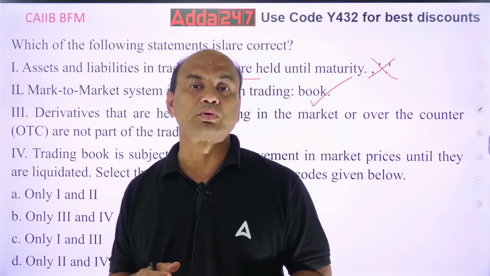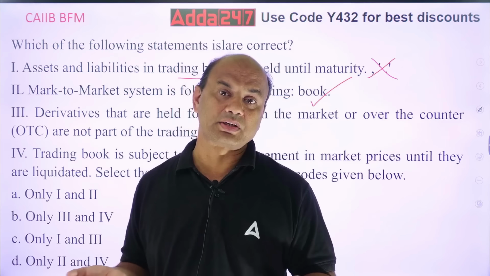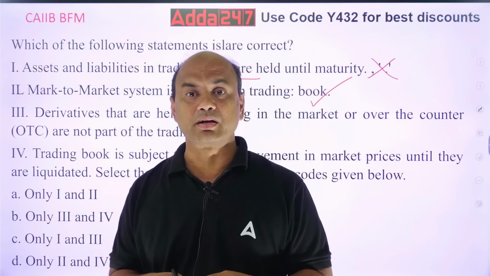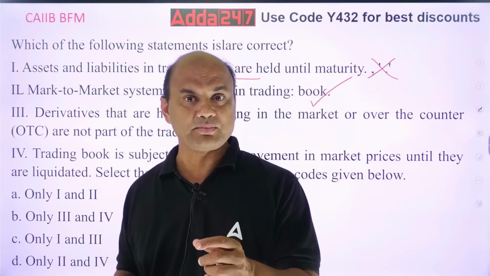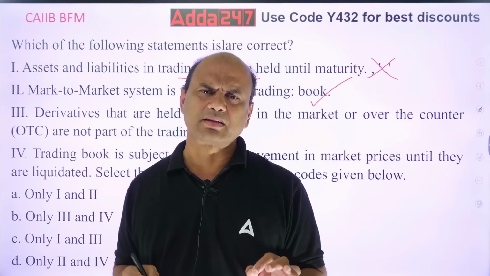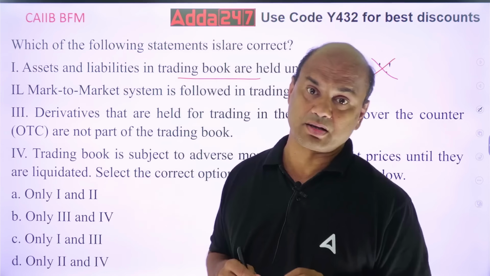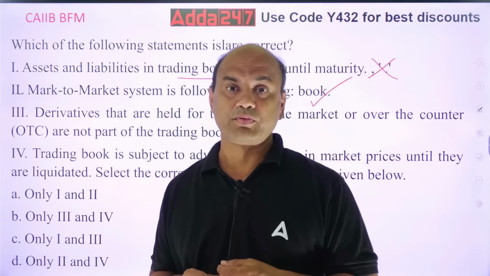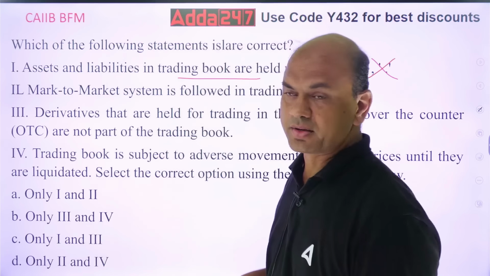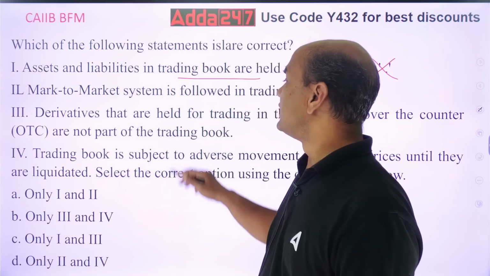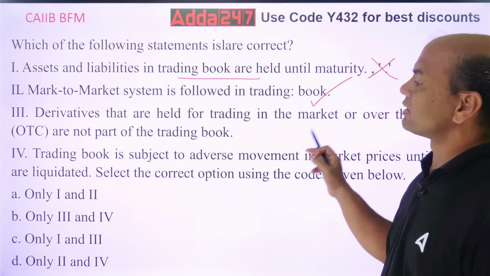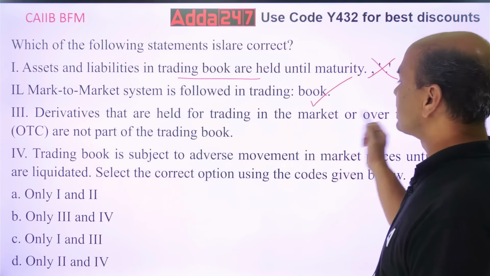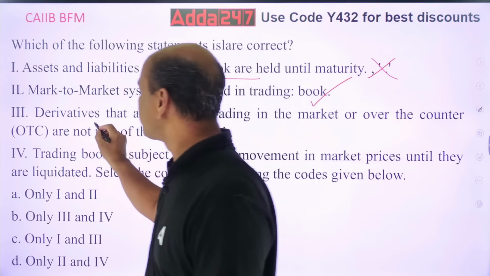The reverse is also true. If I buy it at 2000 and tomorrow it goes to 2100, I am not selling it, but the difference is given to me. This is generally done in the futures market. Futures is also always mark to market. Derivatives that are held for trading in the market or over the counter are not the part of the trading book.